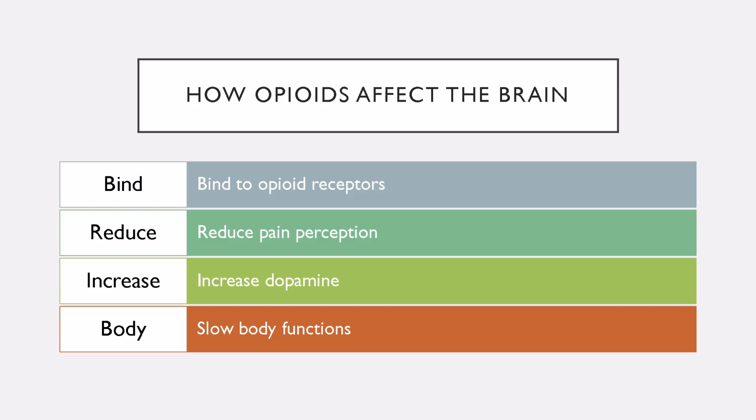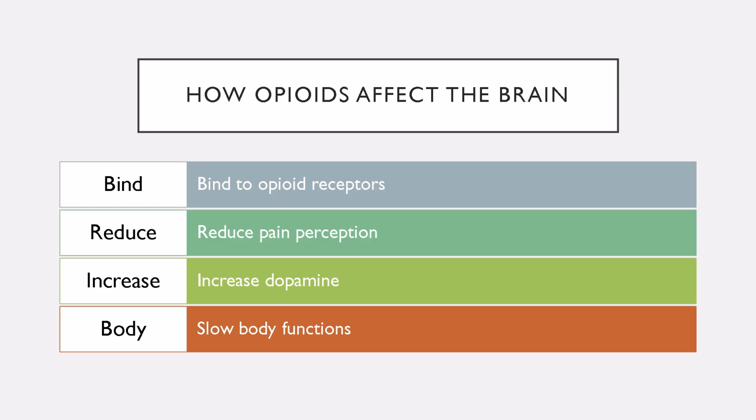So when these receptors are activated, they're going to reduce the perception of pain, and they're going to create a sense of relief or a sense of euphoria. And then at the same time, the opioids are going to increase the dopamine levels, and that's going to reinforce that behavior and encourage repeated use. And that's the part that makes the opioids so addictive. The brain starts to associate the opioid use with relief and reward.